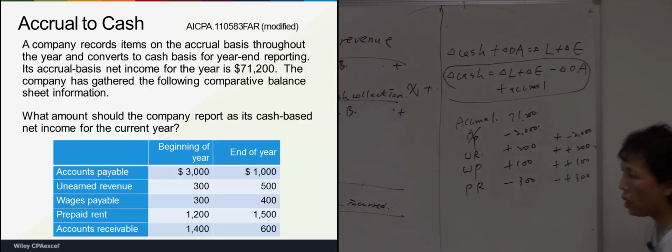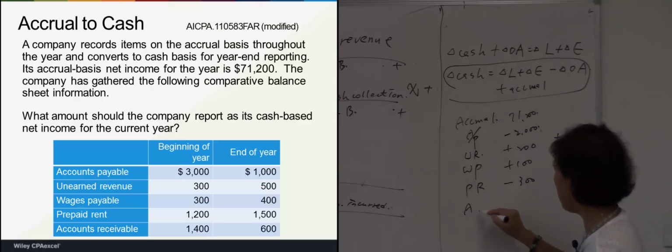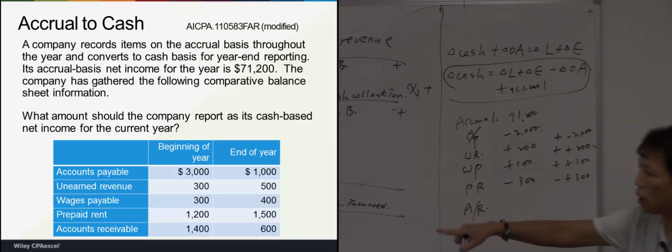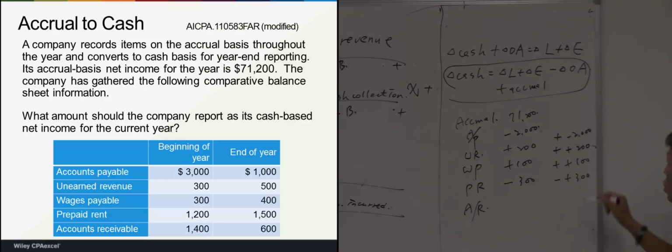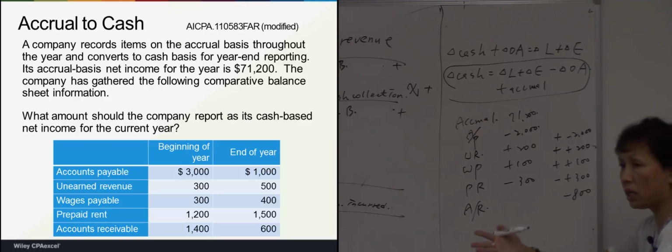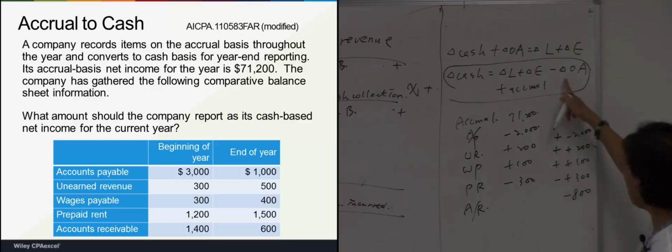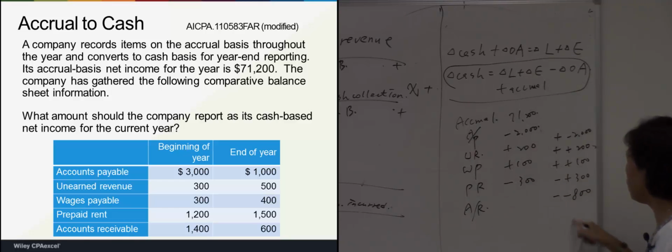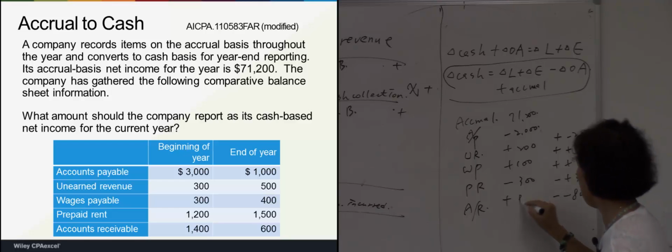And the last one is accounts receivable. It goes from 1,400 to 600, so we have a decrease. Decrease means negative, so negative 800. And AR is an asset. The sign for asset is negative. So negative, negative becomes positive.